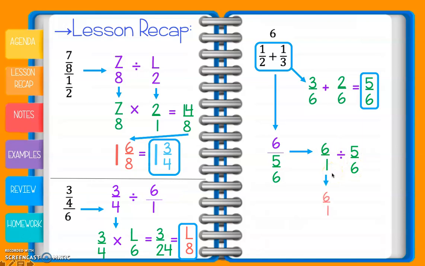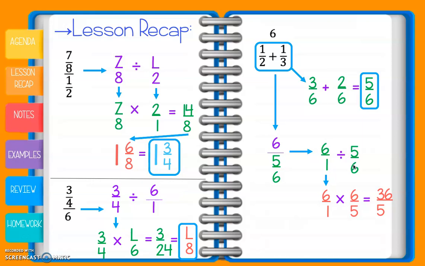We're going to keep our 6/1. We're going to change our division to multiplication. And then we're going to flip 5/6 to become 6/5. And now we have a fraction times a fraction. And so we can just multiply straight across. 6 times 6 is 36. 1 times 5 is 5.